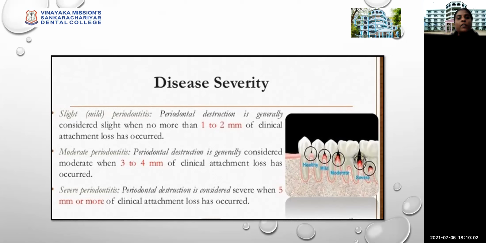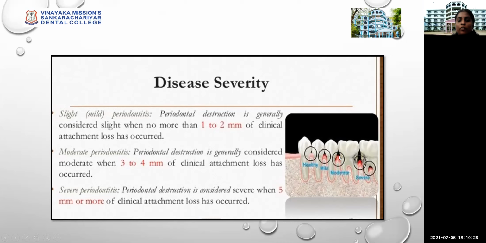Do not confuse clinical attachment level with probing pocket depth. Probing pocket depth is related to soft tissue changes, that is, you measure from the gingival margin to the base of the pocket. For clinical attachment level, you measure from the CEJ to the base of the pocket. When the CEJ and gingival margin are at the same level, then CAL is equal to probing pocket depth.